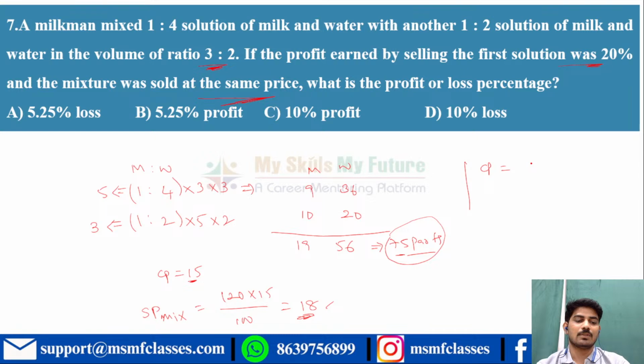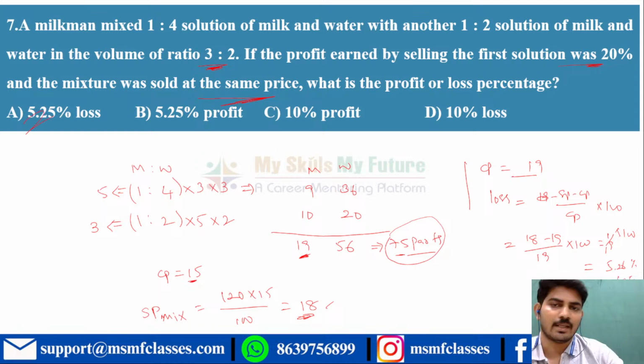And what is the loss here? We have the selling price here and we have the cost price here. If we simplify, SP minus CP divided by CP into 100 will be equal to 18 minus 19 divided by 19 into 100. That will give us 1 by 19 into 100, which will be approximately 5.26 percent loss, which is presented in the first option.